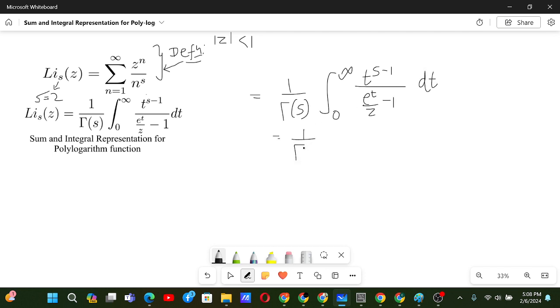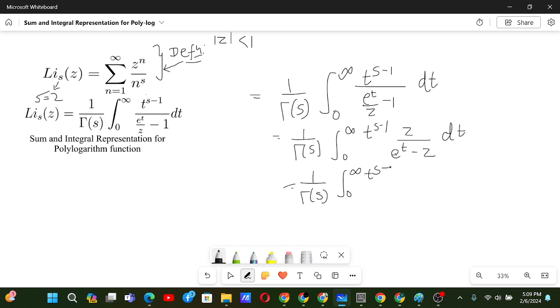Now what we can do is take g as the LCM. For the LCM we have g times e to the power t minus g dt. Now if we multiply numerator and denominator by e to the power minus t, you will get the integral from 0 to infinity of t to the power s minus 1, g e to the power minus t by 1 minus g e to the power minus t dt.